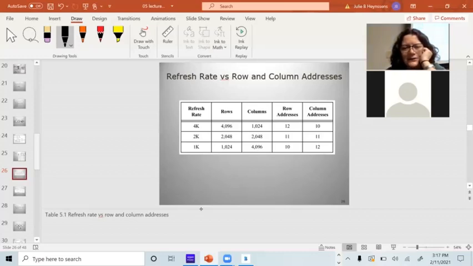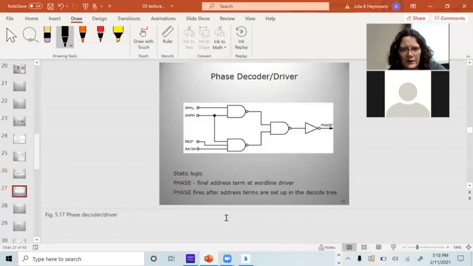Right, if I have 4,000 rows, I'm going to have to refresh them twice as fast as if I have 2,000 rows. Because remember, I have to go back and refresh every row every so many, 40 milliseconds or whatever it is. If I have twice as many, my refresh driver has to run twice as fast. So that's another thing that limits the number of rows and columns, or the number of rows, I should say. This is a driver circuit.